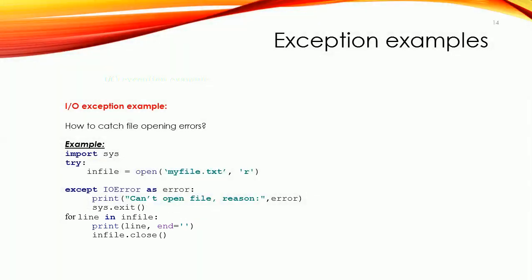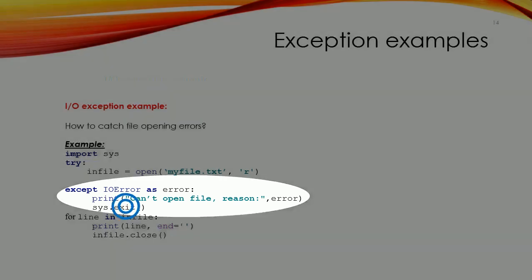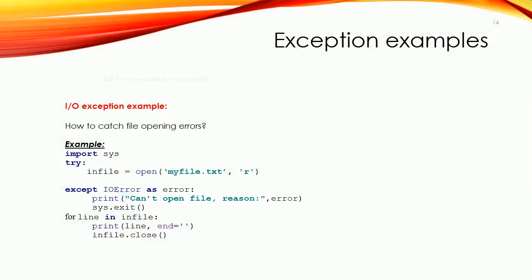However, if an exception was raised, we'll go to the except block, except IOError as error. As error will hold the message, the details of the exception. So we will have more details about the error that was raised by our program. Then, if an exception was raised, we'll force our program to exit. One good example of input-output error is when we try to access a file that does not exist.